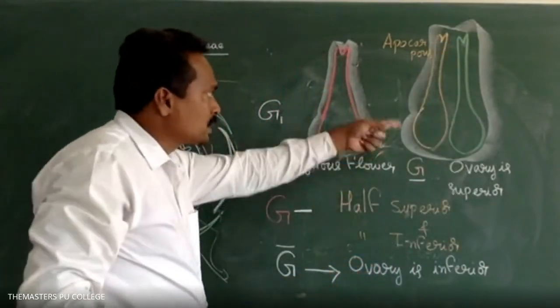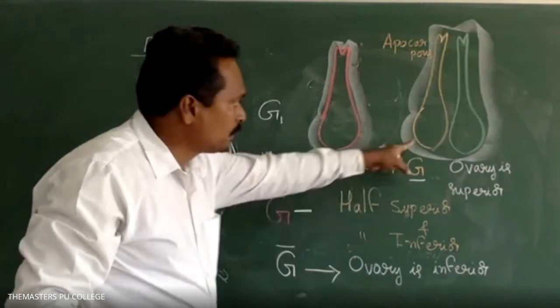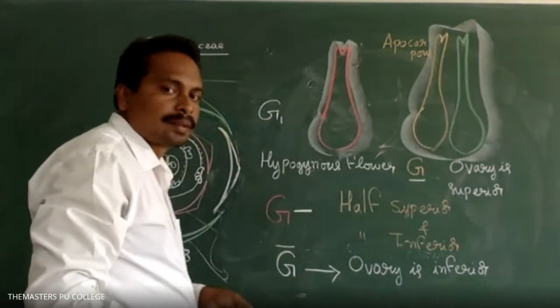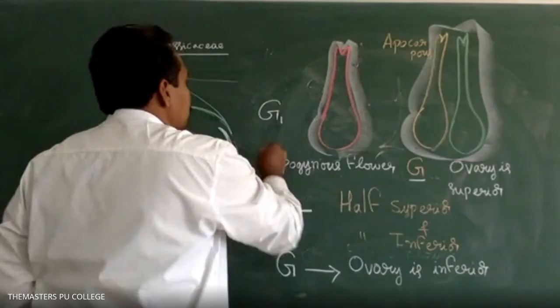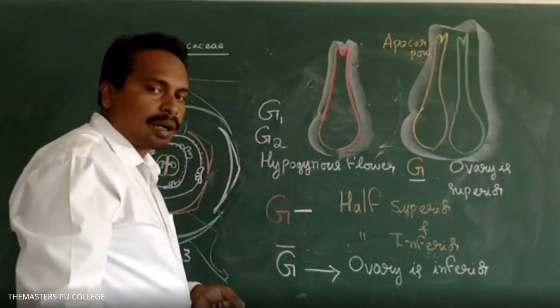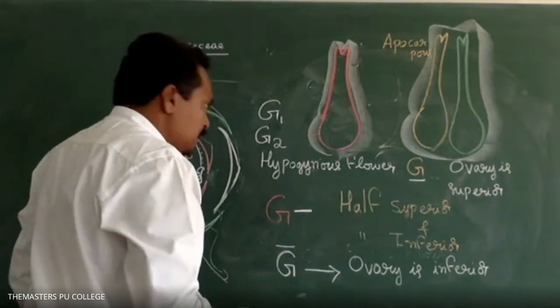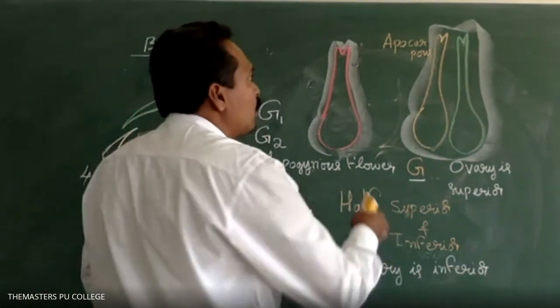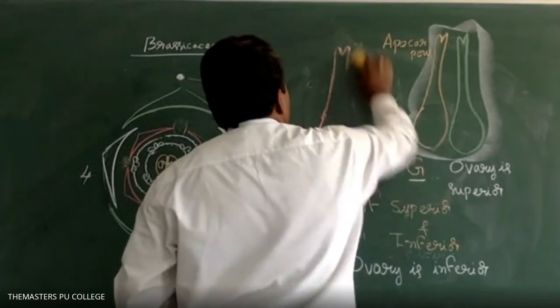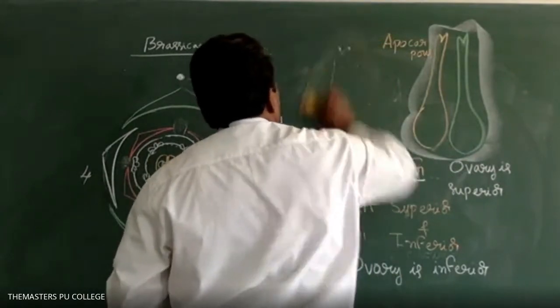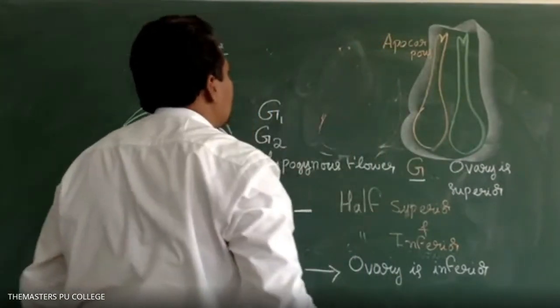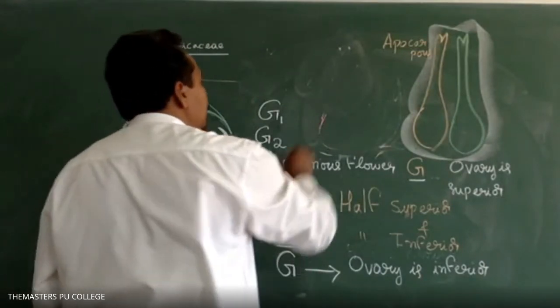Now, how many carpels are there in the gynaecium on the right side? Two carpels, not fused with each other. In some plant species, the carpels are fused with each other in a gynaecium.